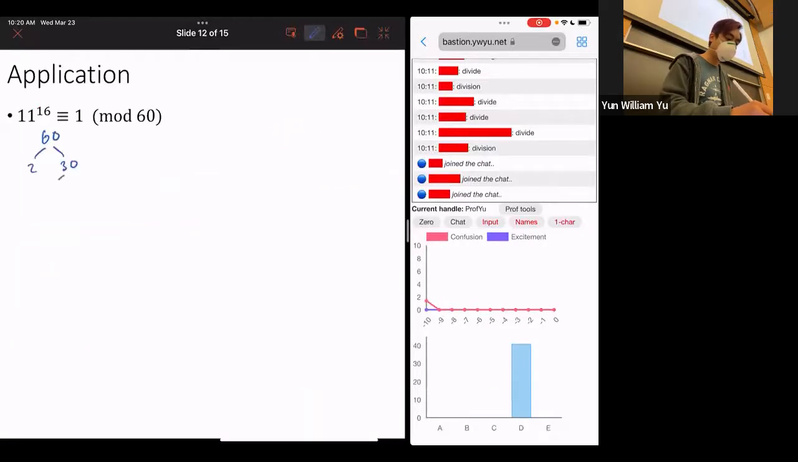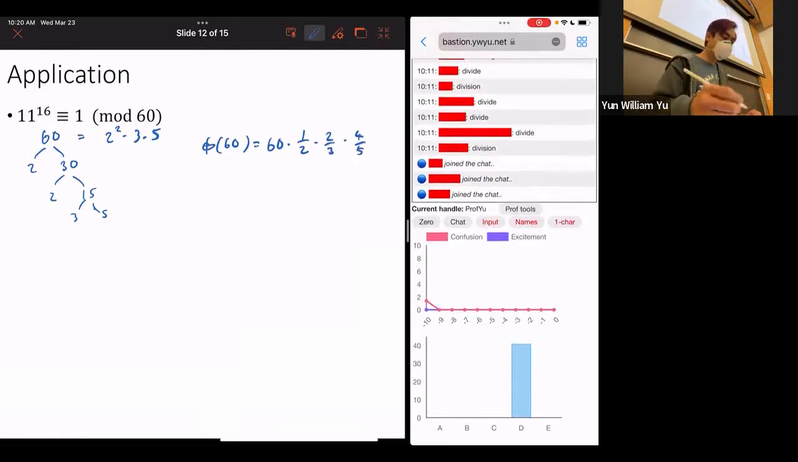That's 2, 15, 3, and 5. So this is equal to 2 squared times 3 times 5. Then phi of 60 would be equal to 60 times 1/2 times 2/3 times 4/5. So then phi of 60, when you multiply that all out, is equal to 16.